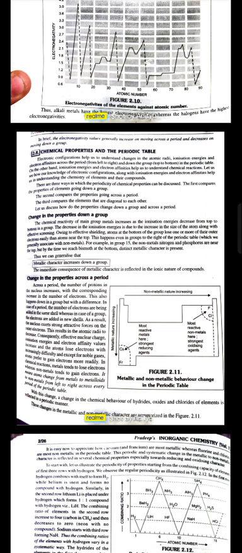There are three ways in which the periodicity of chemical properties can be discussed. The first compares the properties of the elements moving down a group. The second compares the properties moving across a period. The third compares the elements that are diagonal to each other. Now let's discuss how the properties change down a group and across a period.